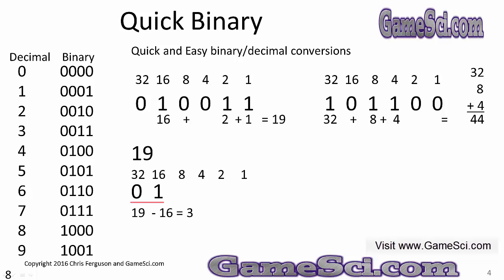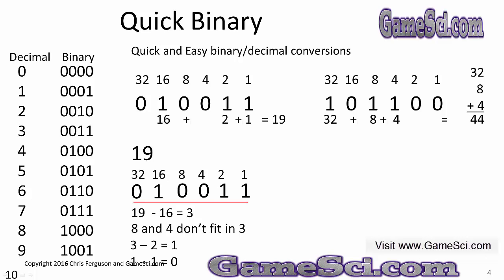And I'm going to do 19 minus 16, which is a remainder of 3. Well, I have 3 left over. 8 does not fit into 3, so there's going to be a 0 under the 8. 4 does not fit into 3, so there's going to be a 0 under the 4. However, 2 does fit into 3. 3 minus 2 equals 1, so I'm going to put a 1 under the 2, and I'll have a 1 left over. Since I have a 1 left over, I'll put a 1 in that last column.